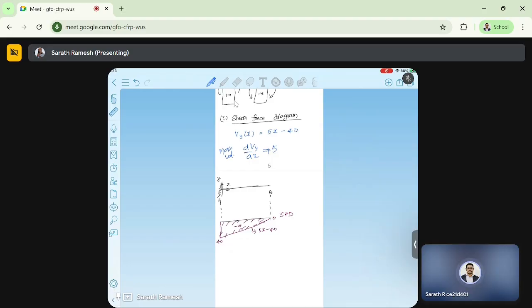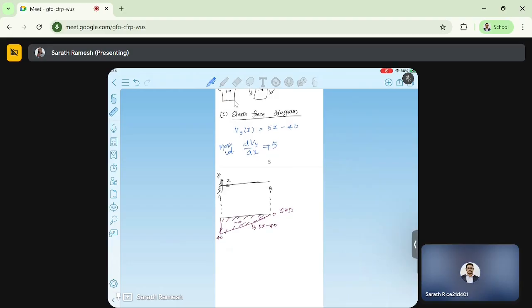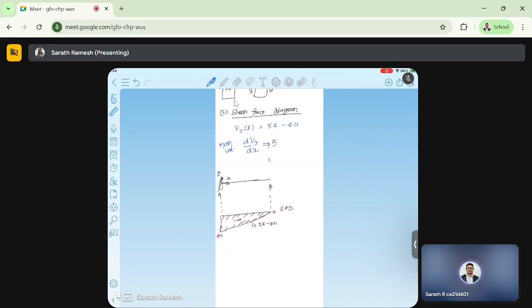At x equal to 0, we are getting the value 40. If you want the absolute maximum, without sign, we just need the maximum value irrespective of whether it is positive or negative. So we get a value of 40 kilonewtons, and that's the maximum, at x equal to 0.